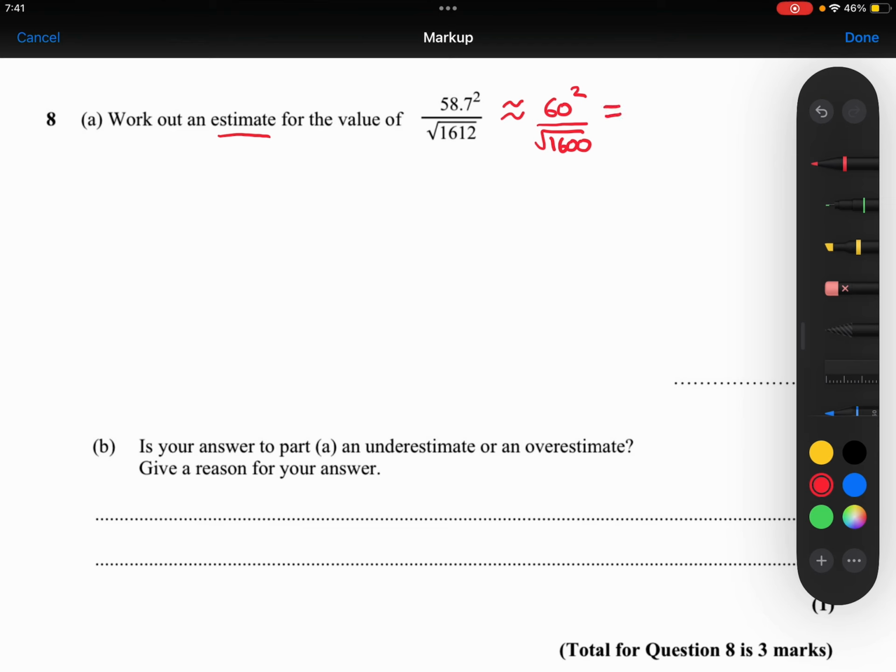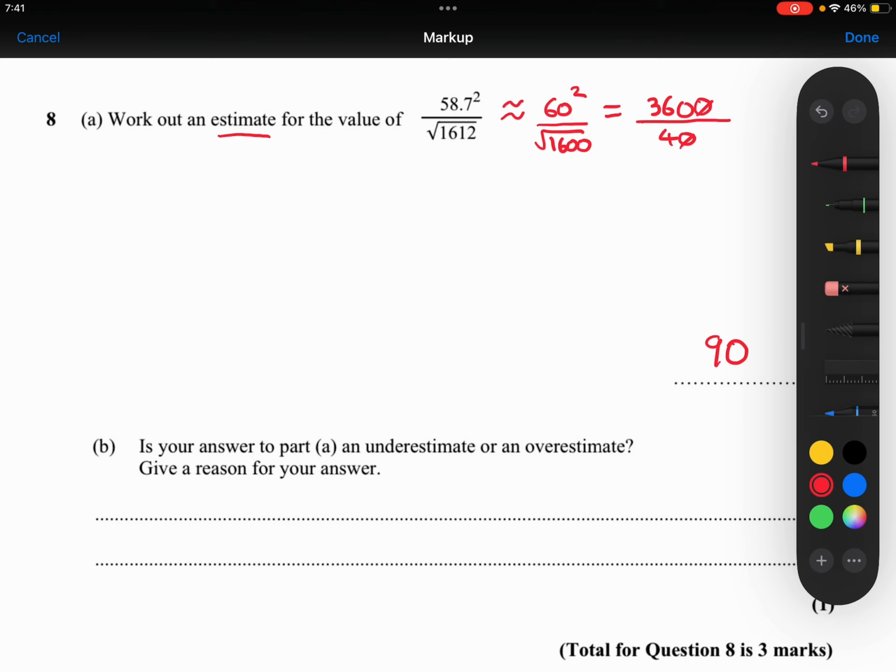So let's calculate each of these then. The 60 squared, 60 times 60 is going to be 3,600. And the square root of 1600 is going to be 40. 3,600 divided by 40 is 90. And so that is my estimate for the value of that calculation.